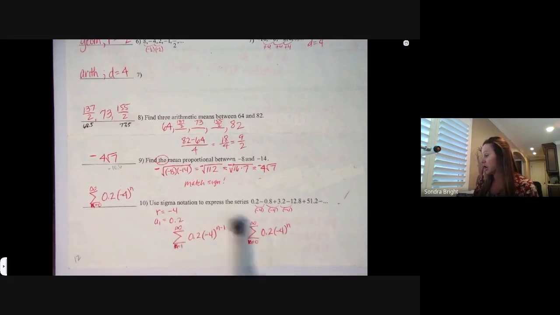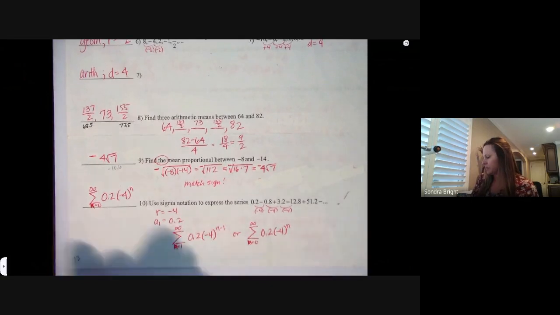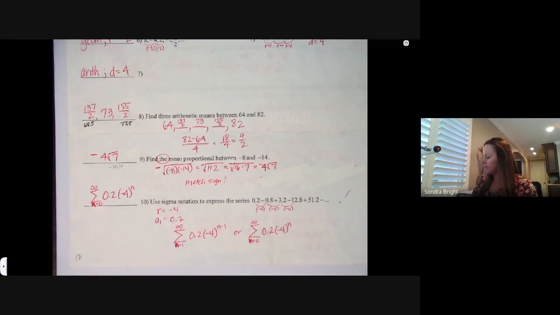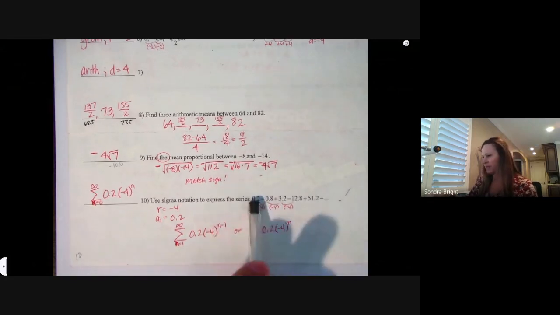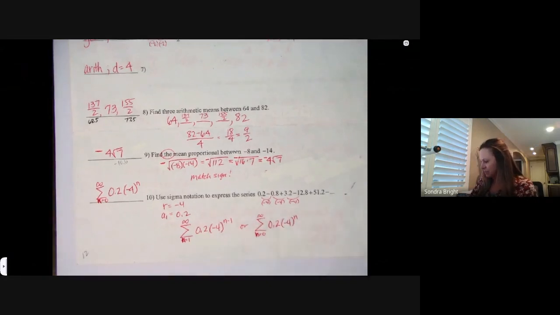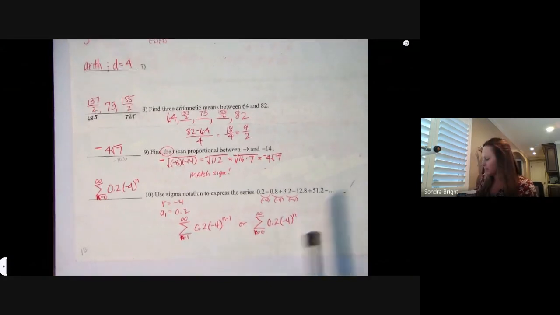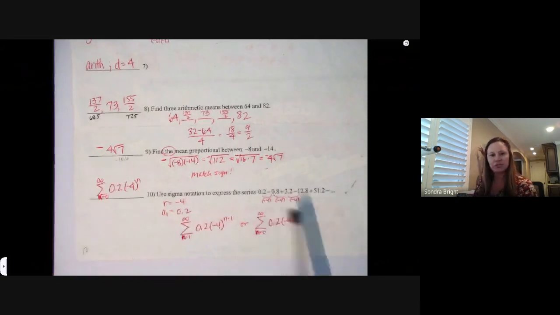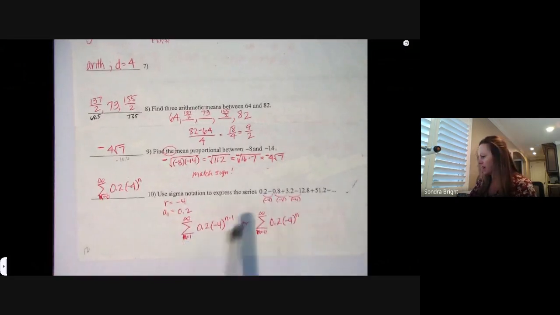So just know that when you plug a 1 into n, you need to get that first term. That's how you're going to double check when you're looking at the multiple choice questions on the test. We won't give both of these. It'll be one or the other. How do you know which one's right? Plug that 0 in, and does it give you the first term? Plug the 1 in, and does it give you the first term? And that's how you can verify which one.